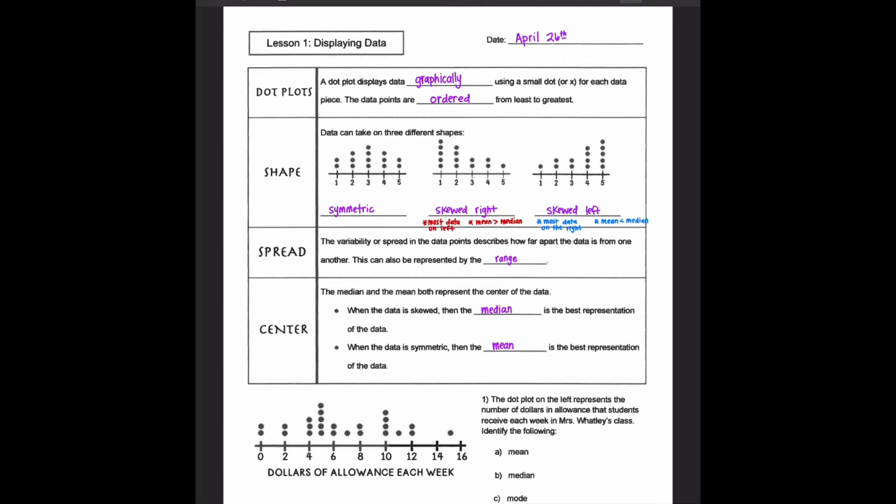When the data is skewed, either right or left, it doesn't matter which way it's skewed, then the median is the best representation of the center of the data. However, when the data is symmetric, then the mean is the best representation of the center of the data. Okay, now that all of that is out of the way, let's look at some examples.